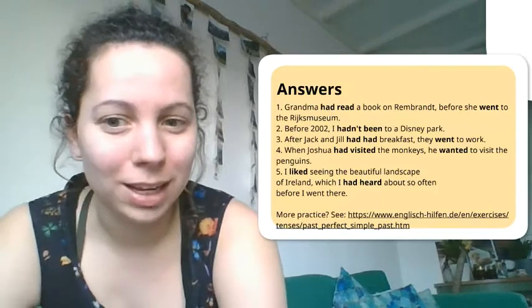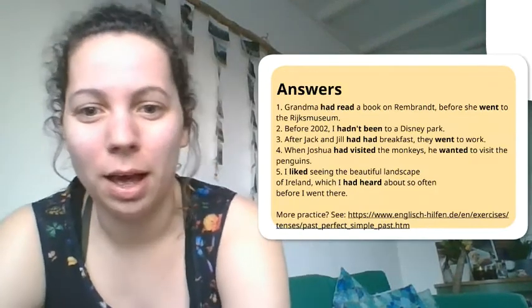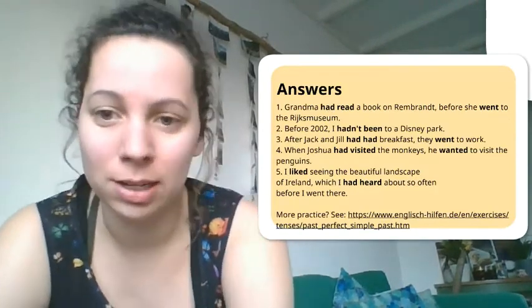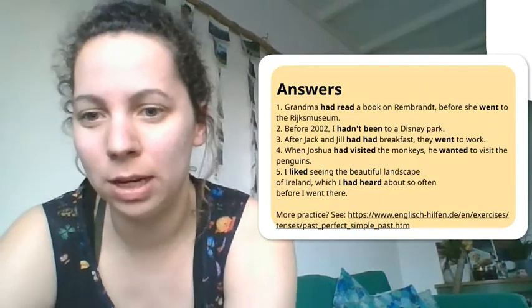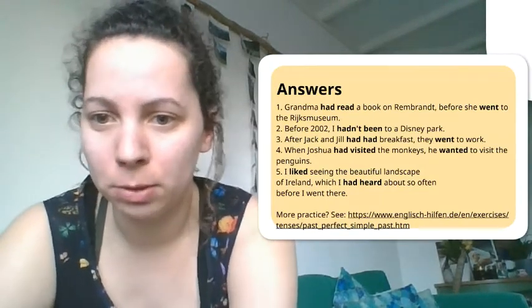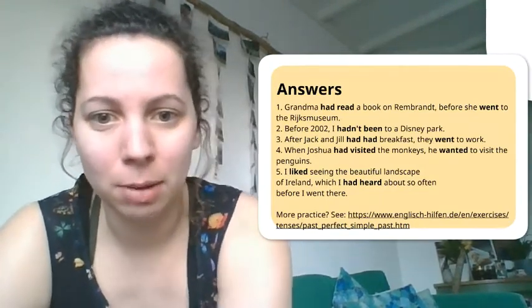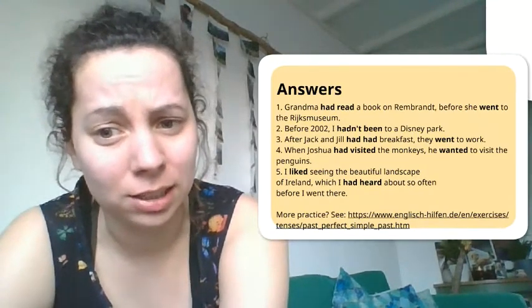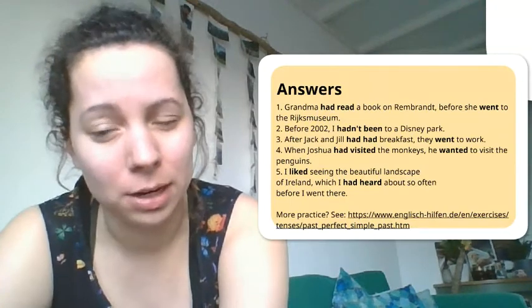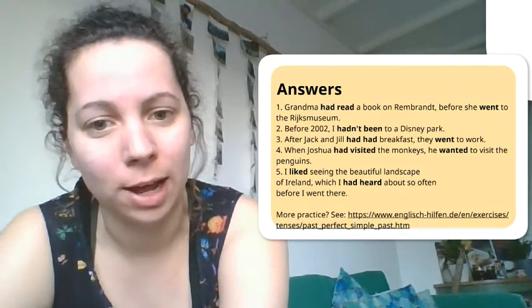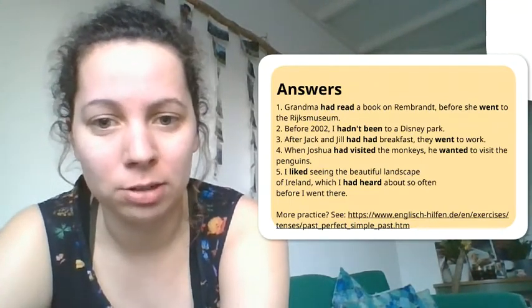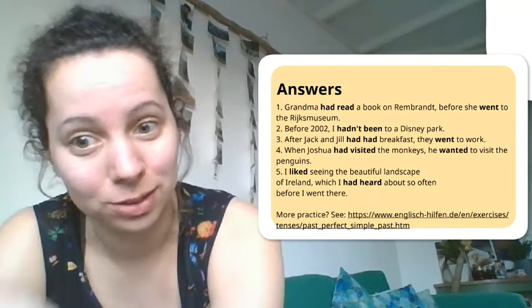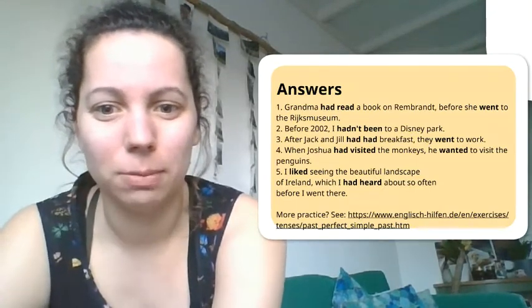Then in number 3, another one where I tried to trick you. First Jack and Jill had breakfast and then they went to work. Of course, that was probably not the hardest part, but you may be surprised to see that the past perfect of to have is indeed had. I know it sounds ridiculous, double had, but it is in fact the past perfect of to have. So after Jack and Jill had breakfast, they went to work.